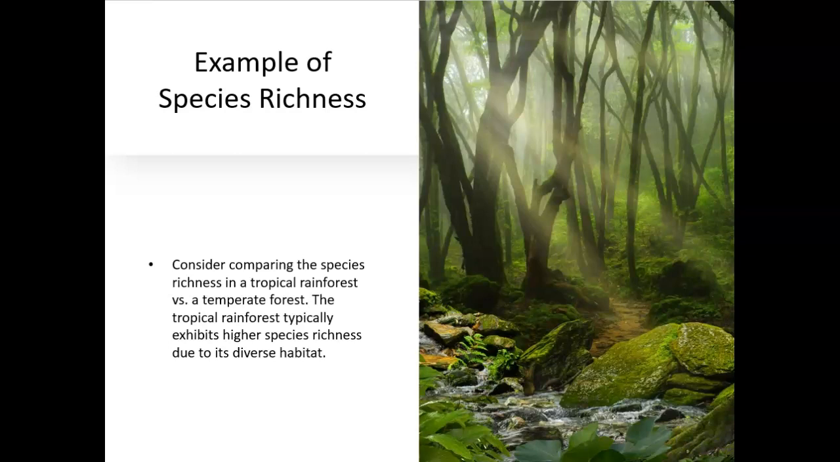An example of species richness would be to consider comparing the species richness in a tropical rainforest versus a temperate forest. A tropical rainforest typically exhibits higher species richness due to its diverse habitat. There is a heck of a lot of different species in a tropical rainforest, probably because of the amount of water available to it. Whereas in a temperate forest, like in the eastern United States, there's not quite as much water, so fewer species. As a result, it has less species richness.